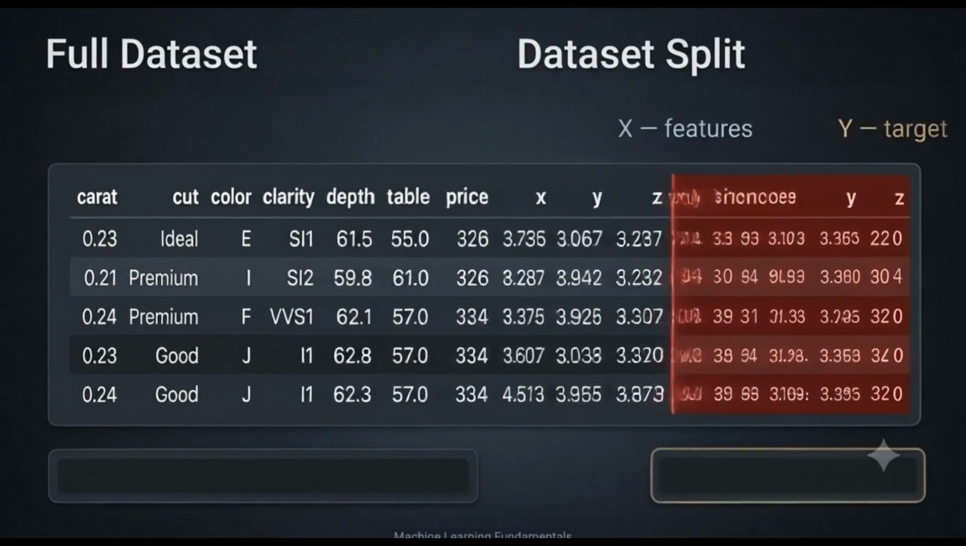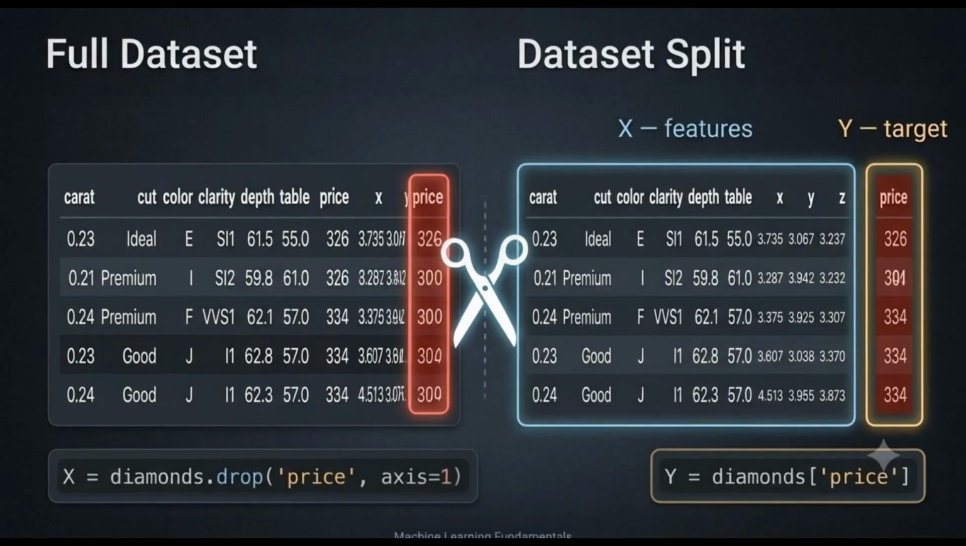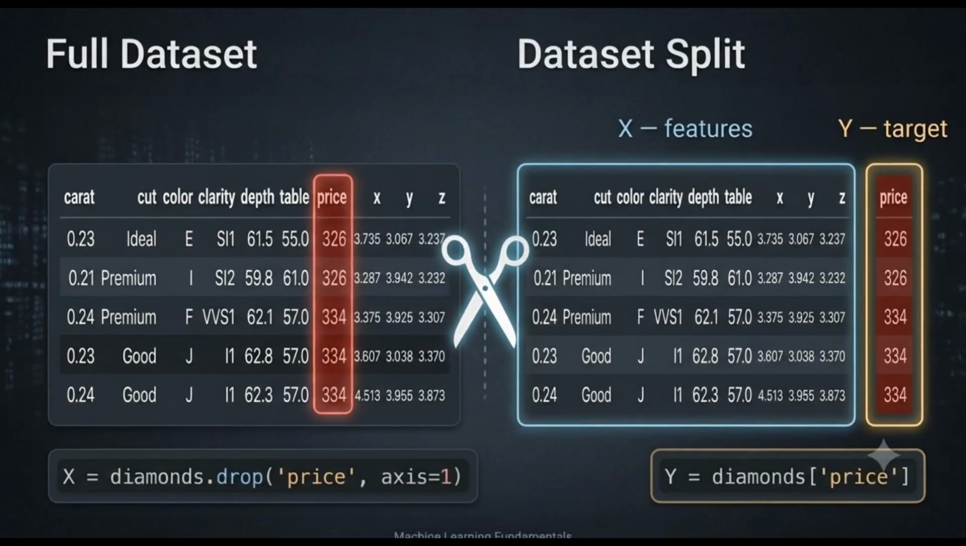Splitting into features and target. Now we make that features versus target split real. Remember, we decided the target is the column we want to predict. For the diamonds dataset, the natural target is price. It makes sense to predict the price of a diamond from its physical properties. So price becomes our target, and everything else becomes our features.